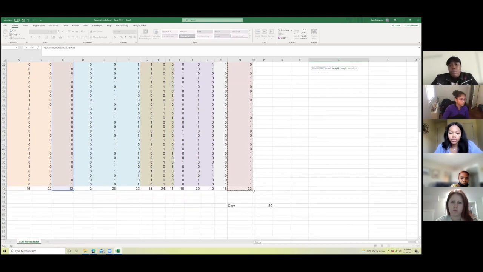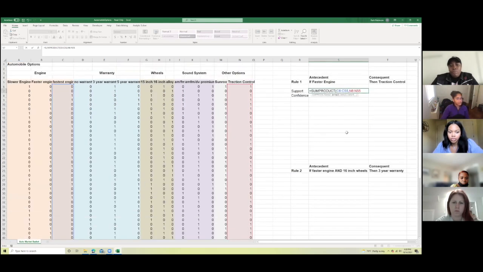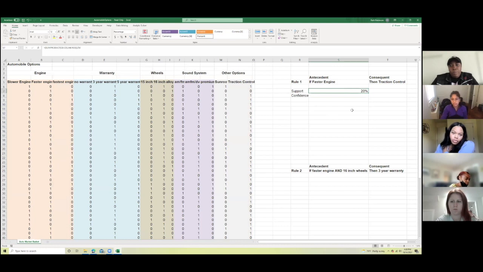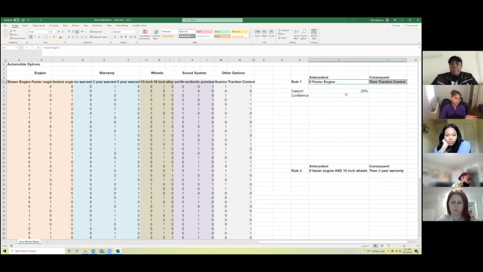And let's take away these totals because it's going to mess up our numbers. Sum product. And let's put that whole formula in parentheses as our numerator, divided by the total number of records, which is 50. I keep calling them records, so we're just going to call them records. All right. And that gives you 20%. So there's 20% support for this rule. So out of all the cars, if you create this rule, there's about 20% of them that fit that criteria.